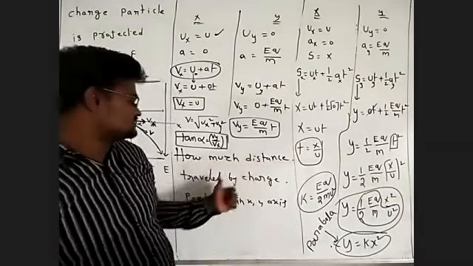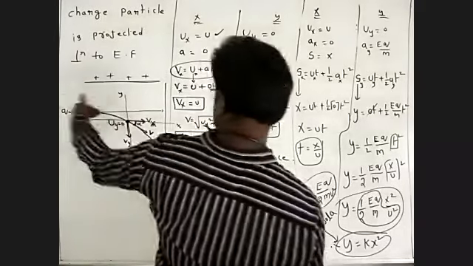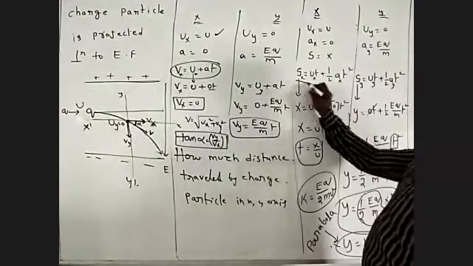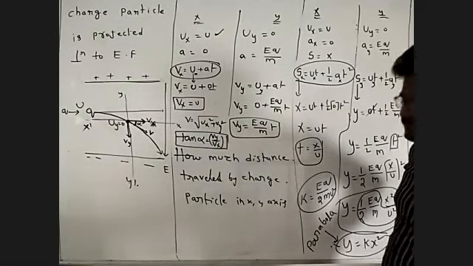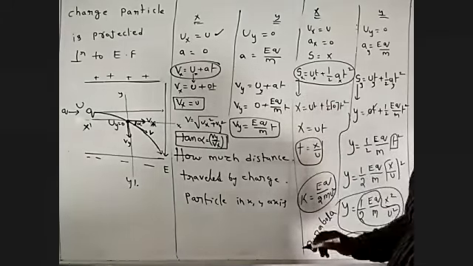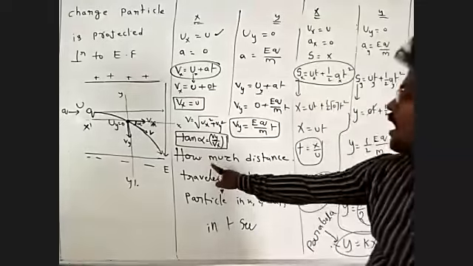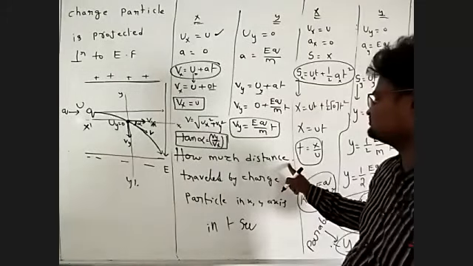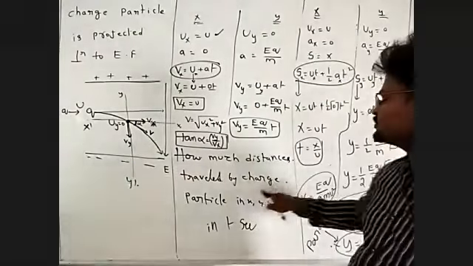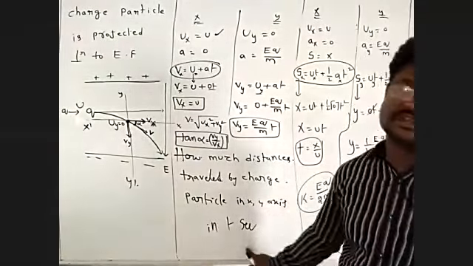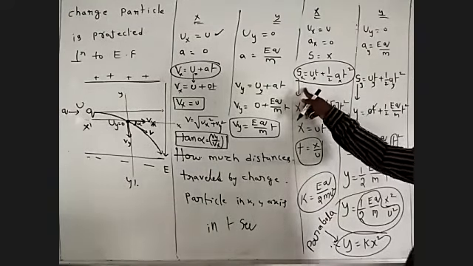How much distance is traveled by the charged particle along the x-axis in time t? This is the distance traveled by the charged particle in t seconds.